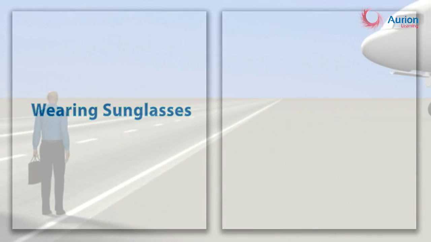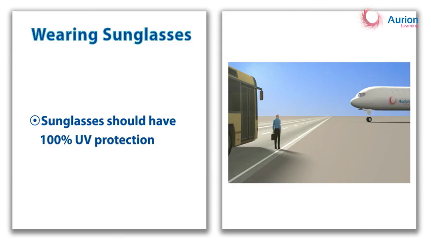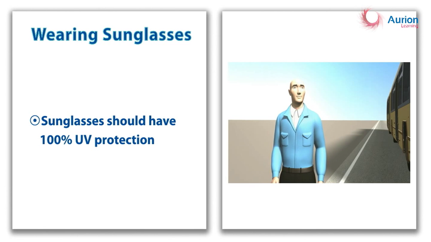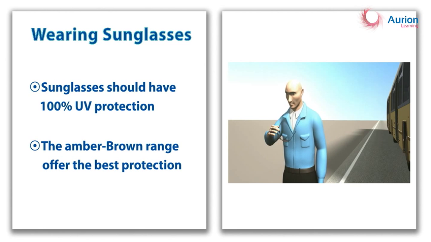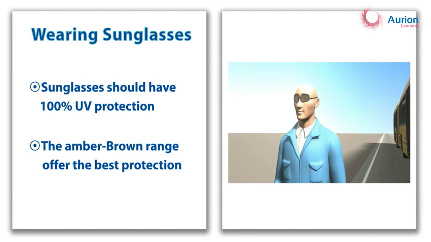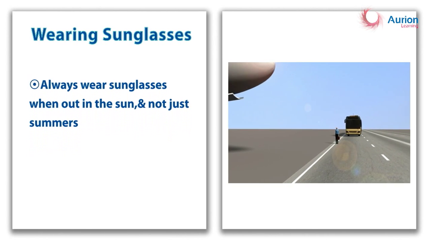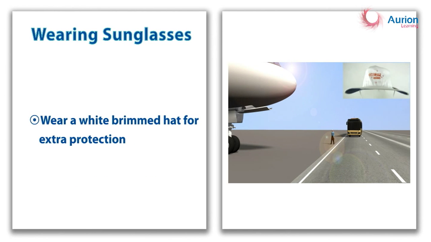2. Wear sunglasses. We don't realize that sunlight has UV rays that are harmful to our vision. We need to wear proper sunglasses that give 100% UV protection in all weather to protect our eyes. The amber brown range offers the best protection. Remember, the effect of sunlight is even more intense in areas that reflect glare. We could also wear a wide-brimmed hat for extra protection.